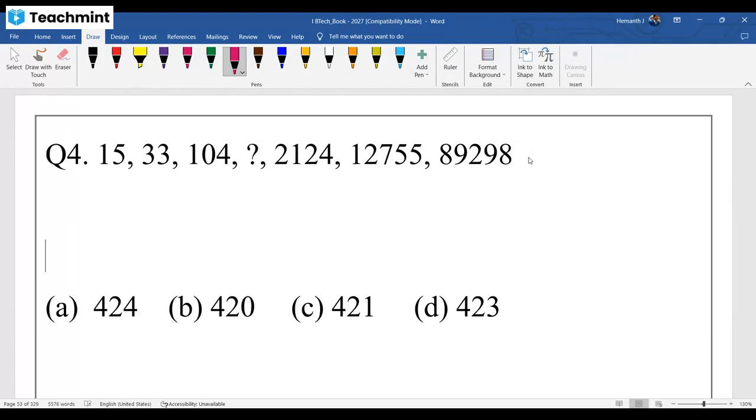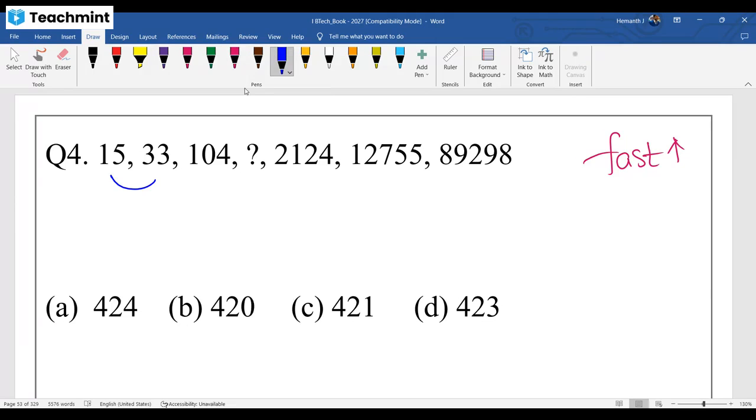See: 15, 33, 104, blank, 2000. Starting with 15, ending around 90,000, 89,000 something. That is possible with multiplication only. Fast increasing. This is the example with fast increasing, because starting with 15, reaching 90,000 is not possible with slow increasing. Fast increasing means you need to connect the terms with multiplication.